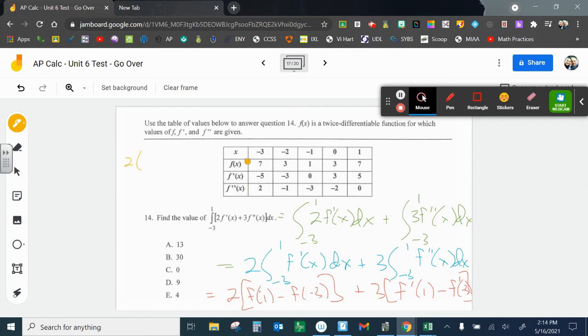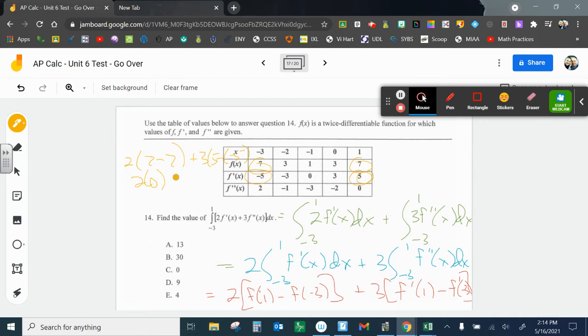2 times f of 1 is 7. 7 minus f of -3 is 7. 7 minus 7 is 0. So 2 times 0 is going to be gone. Plus f prime of 1 is 5. And then f prime of -3 is -5.